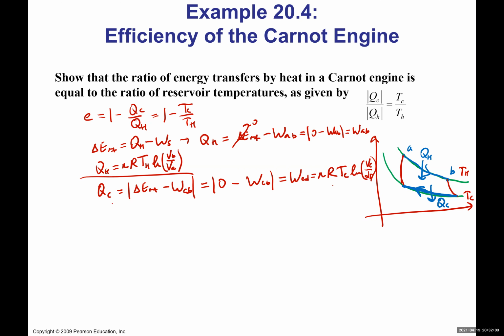All right, so then we say, okay, QC over QH as a ratio is equal to nRTC ln of VC over VD.